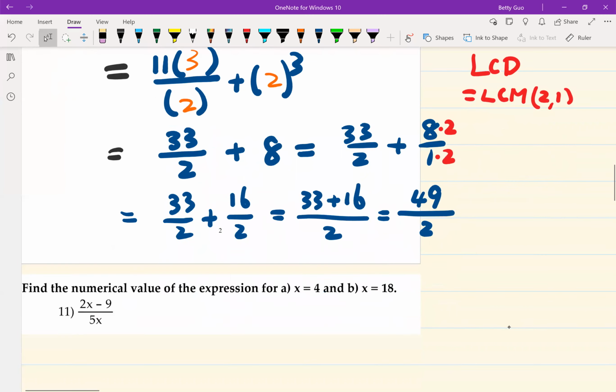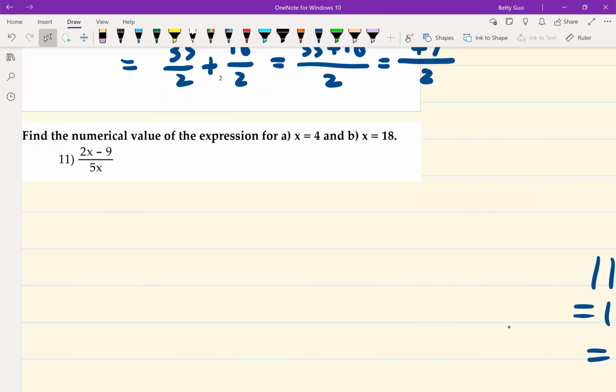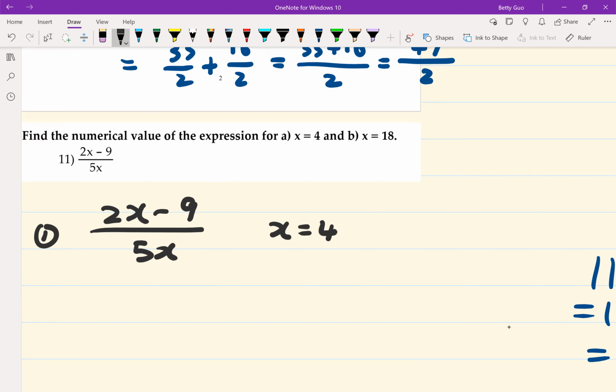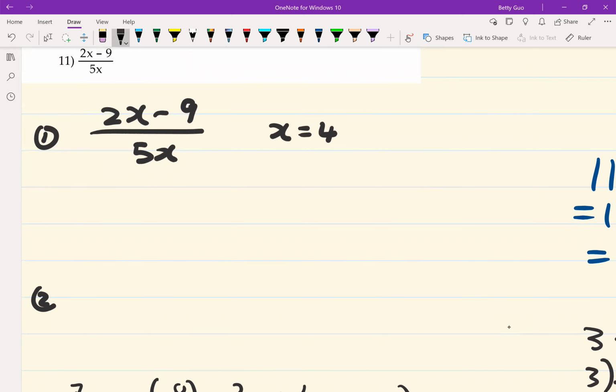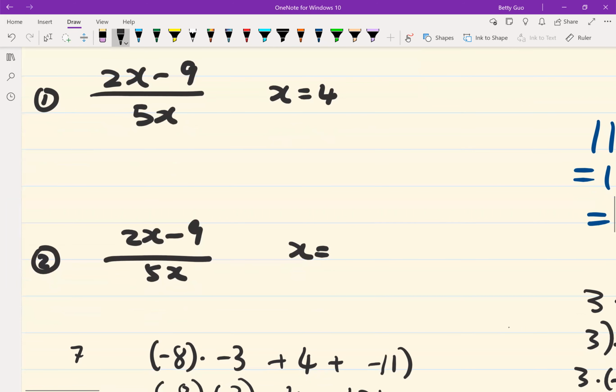So this one is yours, okay? The expression that is given is 2x minus 9 all over 5x. You're going to find the value of this expression for x equals 4. That's the first part of the problem. And then you're going to evaluate the same expression for x equals 18. I'll give you a couple of minutes.